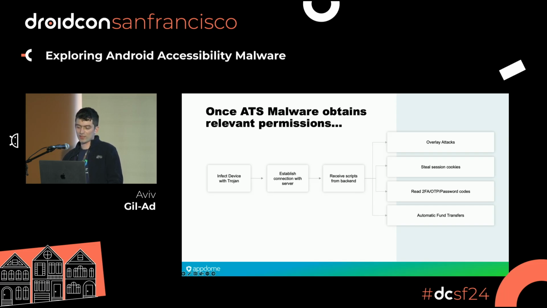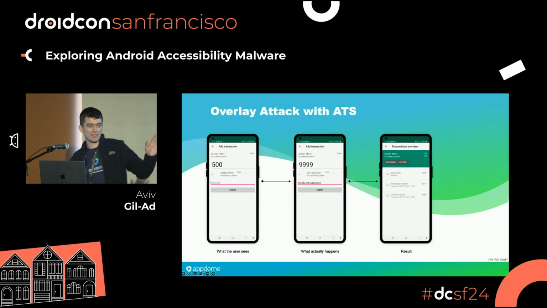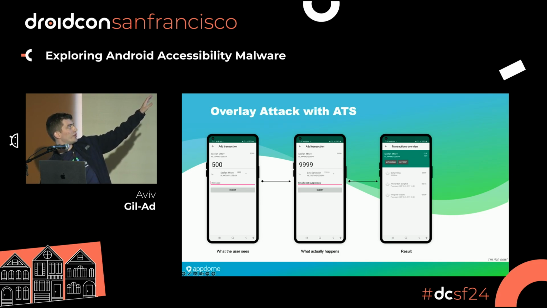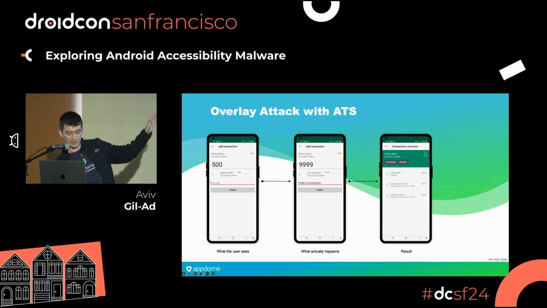A popular attack is called an overlay attack, which basically works like this. The user sees the left screen here, where they think they're actually transferring a small amount of money to themselves. Actually, what happens is the left screen is an overlay. The real screen happens underneath, it's the middle screen, where a larger amount of money is transferred to another user. And that's what happens in reality. The user is drained of money, and they only notice it later.